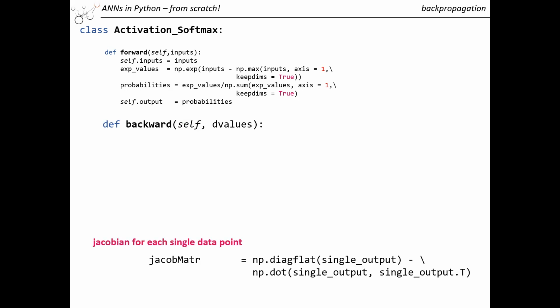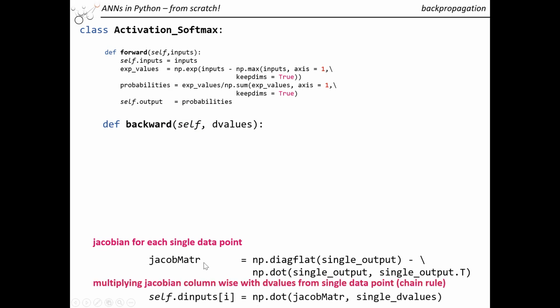And I just want to show you what we have to do. As I said, for every single observation, we first of all have to calculate the Jacobian matrix. So we get the output from the softmax layer, which is just a vector for every single observation. Then we calculate this diagonal matrix, and we subtract the squared matrix, which gives me the Jacobian matrix for this particular observation. But then we have to calculate the dot product, or the matrix product, of this Jacobian matrix with the D values of this particular observation, which is a vector. And this gives me back a vector again in D inputs.